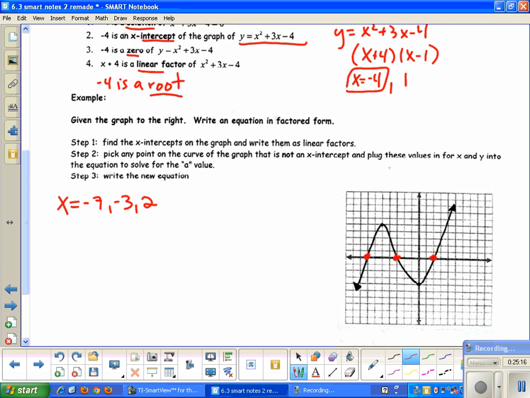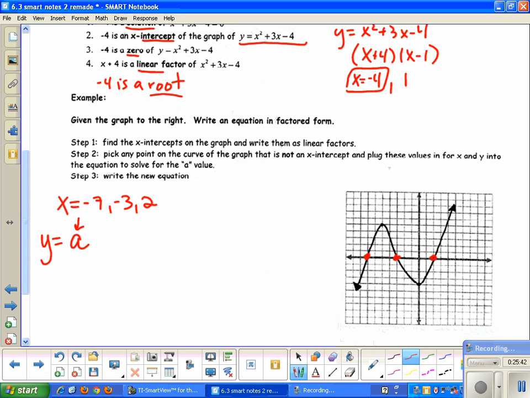When I have this, then the second step would be to write the equation as linear factors. So I'm going to have y equals, and I also have to take into account some a value, just like when we had vertex form for y equals a times x minus h quantity squared plus k. Remember, we had to find the vertex, and then we also had to find this a value in our equation by picking a point and plugging it in and solving. So it's kind of the same concept when you're doing these polynomial equations.